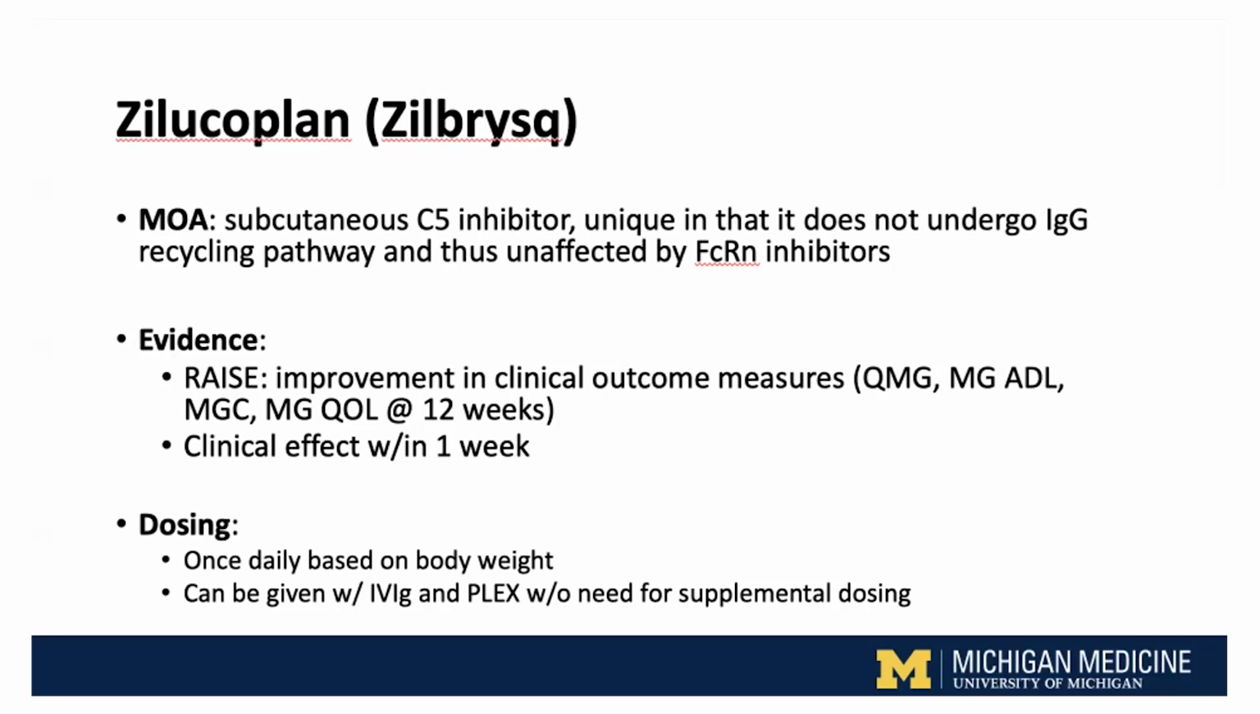What's also unique about zilucoplan is that it may have a role to be combined with other newer treatments of myasthenia gravis, particularly the FcRn inhibitors, which I'm going to talk about next. That's because it's not affected by those treatments, whereas ravulizumab and eculizumab can be affected by the recycling pathway, which I'm going to talk about in just a moment. But at least in the RAISE clinical trial, it did improve clinical outcome measures by 12 weeks in patients that were on this.